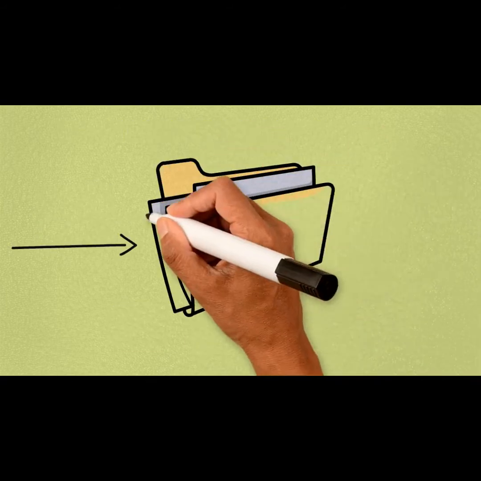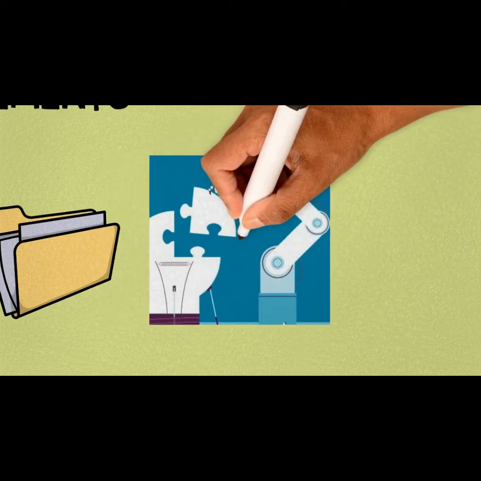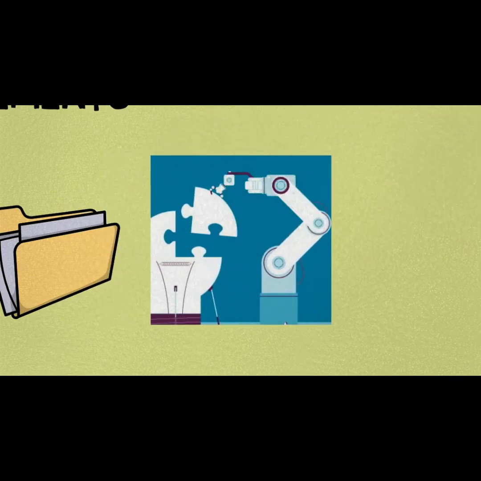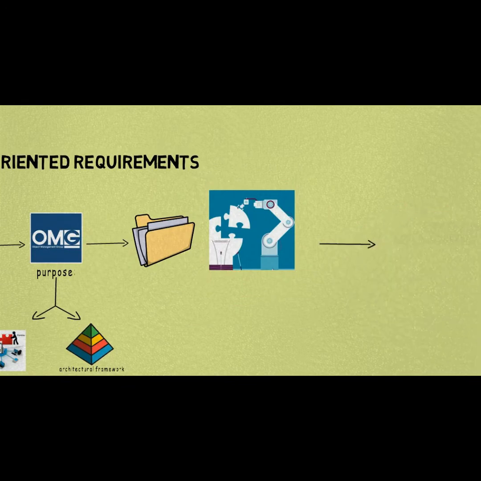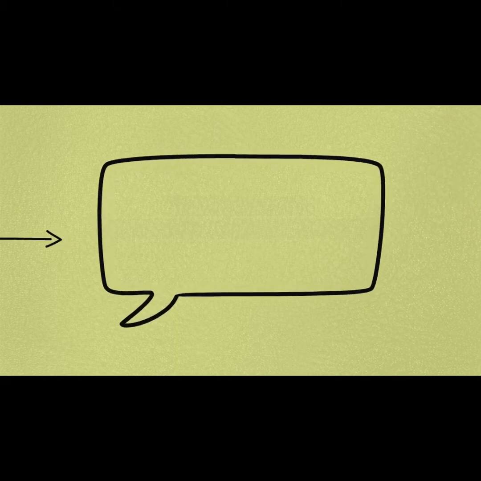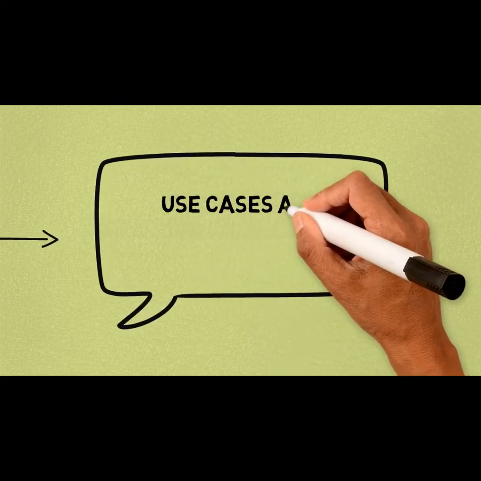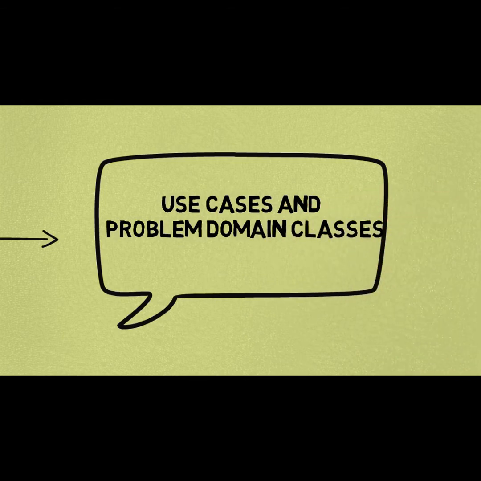Object-oriented system requirements are specified and documented through the process of building models. The modeling process starts with identification of use cases and the problem domain classes. These are the things in users' work environment.